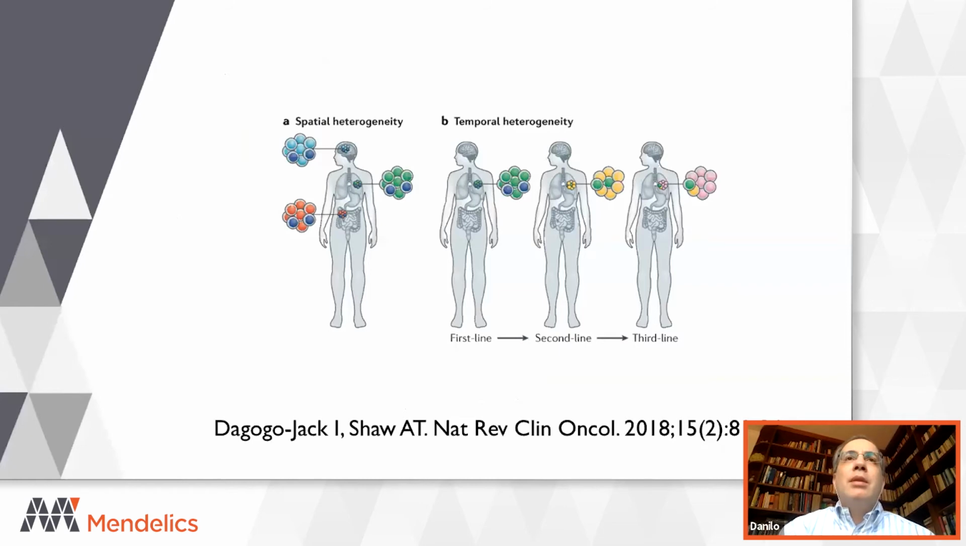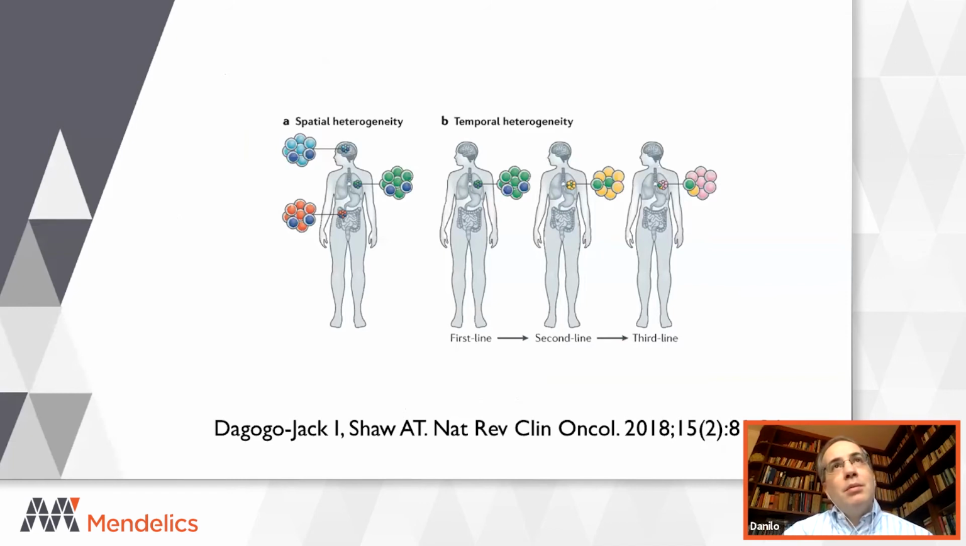And so when we think about heterogeneity, we can think of two types. One of them is spatial. We have, for example, the primary tumor, and we have some subclones in this primary tumor, but maybe some of the metastases might be a different subclone or might have gained differences in relation to the primary one.